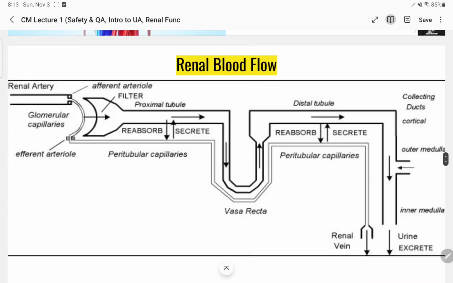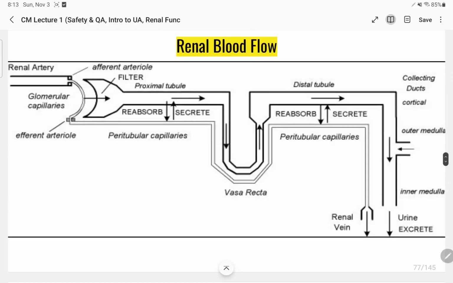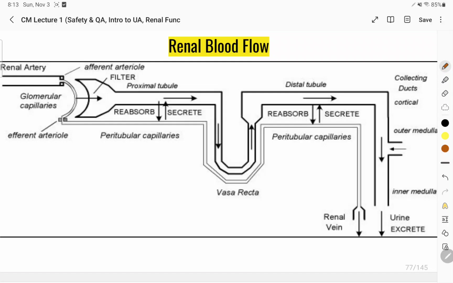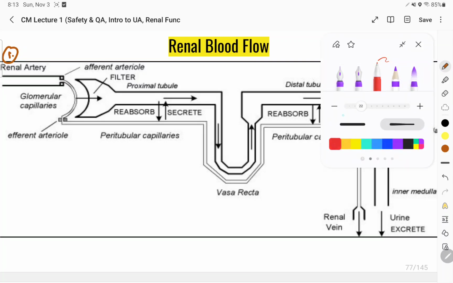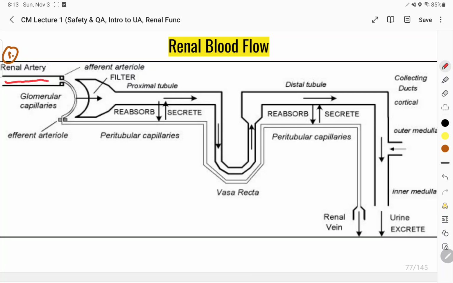Okay. So that is the renal blood flow. First, we have the renal artery. This is what supplies blood to our kidneys. This is where the blood comes from. This one is colored red. So this is where the blood comes from.